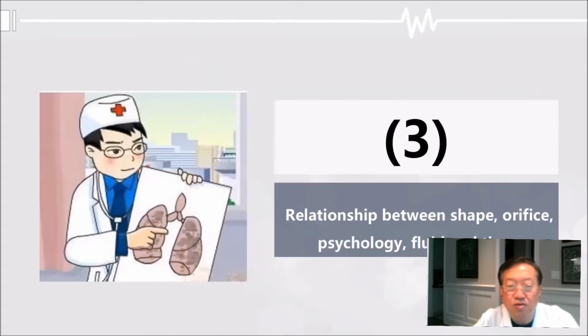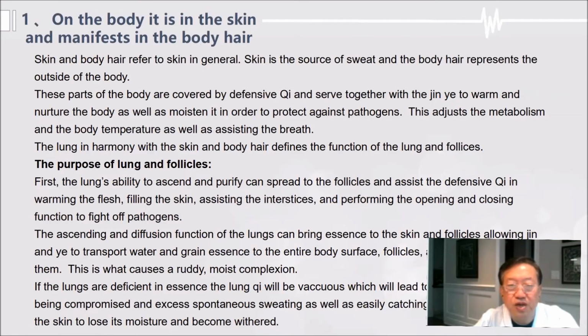3. Relationship between shape, orifice, psychology, fluid, and time. On the body, it is in the skin and manifests in the body hair. Skin and body hair refers to skin in general. Skin is the source of sweat, and the body hair represents the outside of the body.